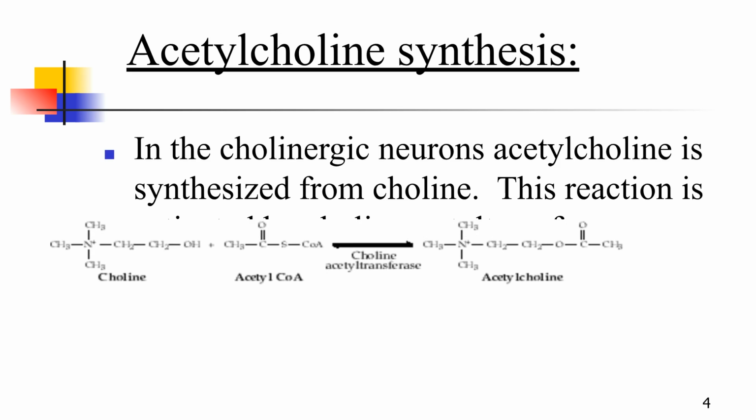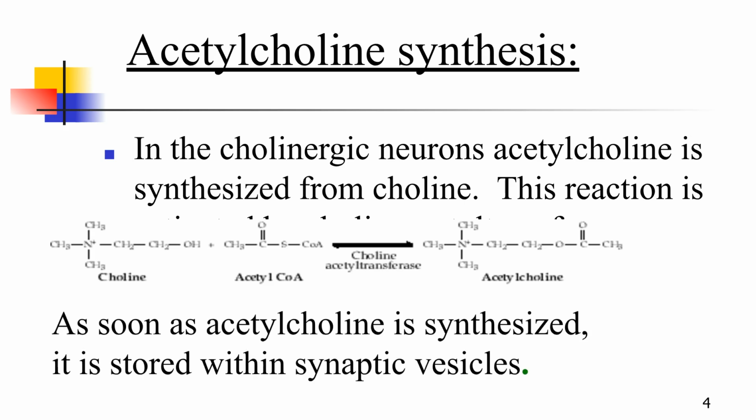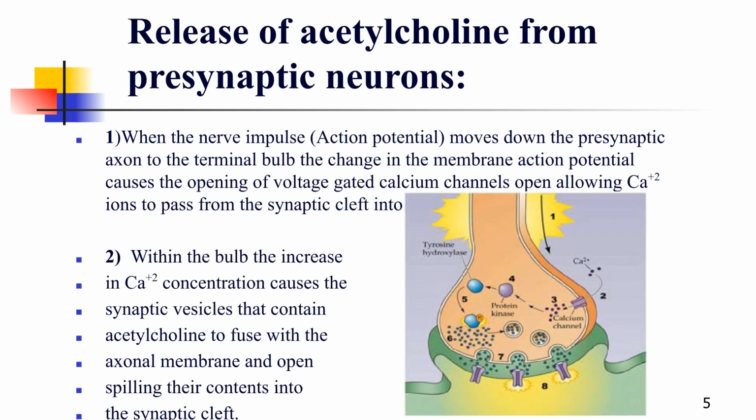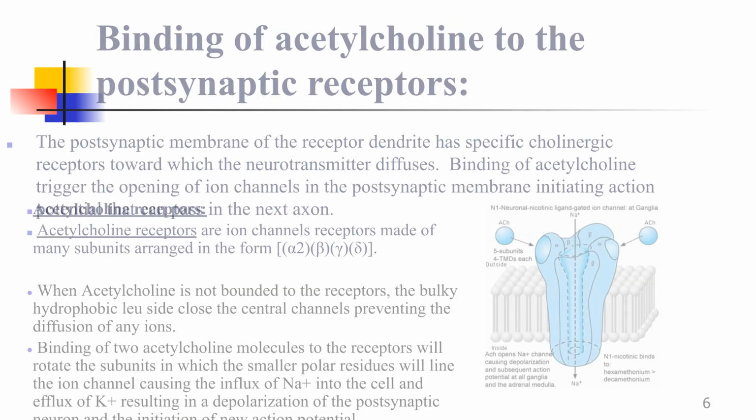Acetylcholine is synthesized from choline in cholinergic neurons, catalyzed by choline acetyltransferase. Once synthesized, acetylcholine is stored within synaptic vesicles. The release of acetylcholine is triggered when an action potential causes voltage-gated calcium channels to open, allowing calcium ions into the axon bulb. This increase in calcium concentration causes synaptic vesicles containing acetylcholine to fuse with the axonal membrane, releasing their contents into the synaptic cleft.